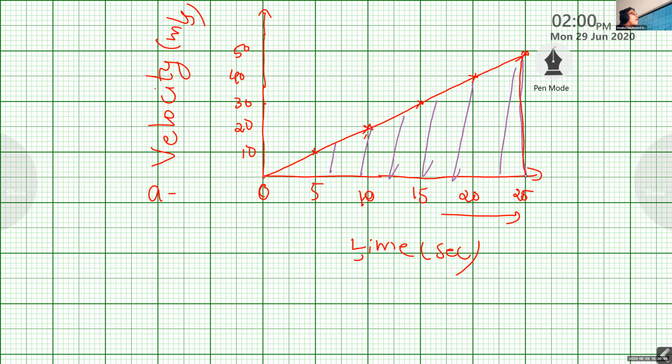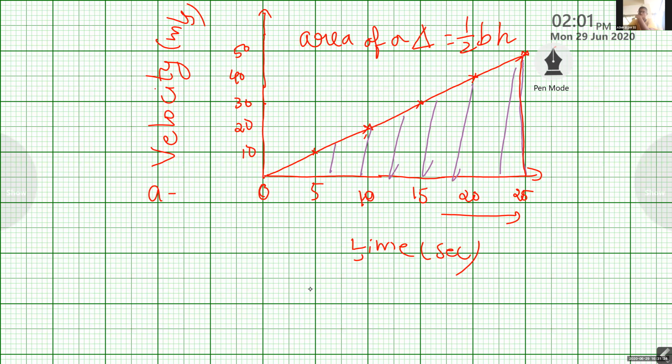So in order to find out the area, we use a mathematical formula, since this area is the displacement. What is the area of a triangle? Area of a triangle is equal to half into base into height, half BH. Very good. Now, if you calculate this, you will get the displacement.